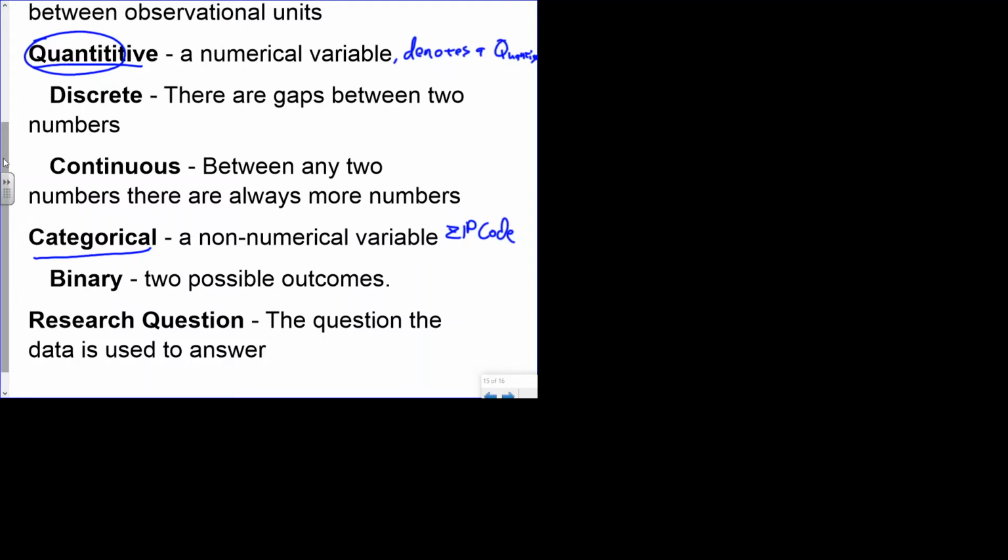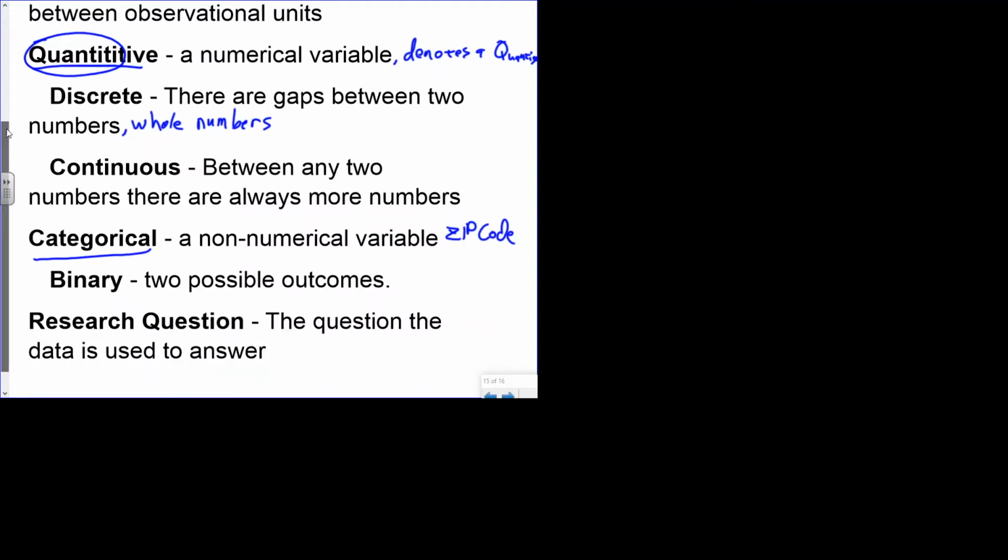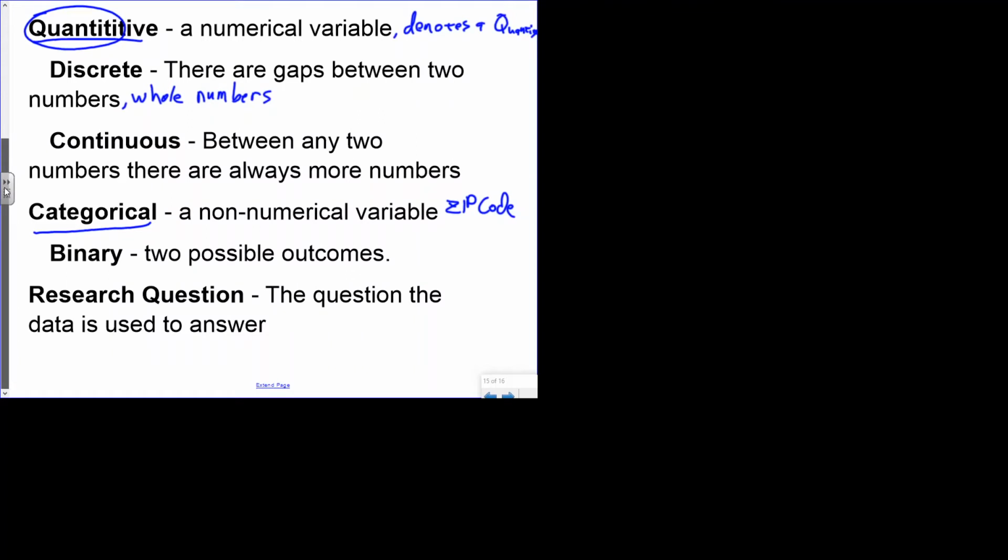Now under quantitative, you have discrete and you have continuous. Now if you have discrete, there are gaps between two numbers. And this is usually if you have whole numbers only. If you only allow whole numbers and exclude decimals, then it's discrete. But if you allow decimals, then you're going to have continuous quantitative variables. Now under categorical, there's also binary. And this often comes with things like true, false, or male, female. Things that only have two possible outcomes, we divide them into binaries.